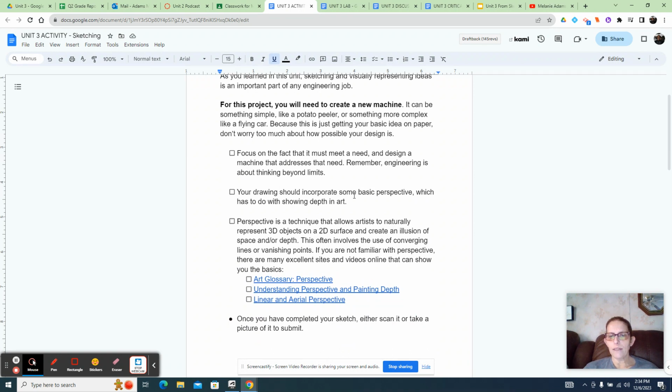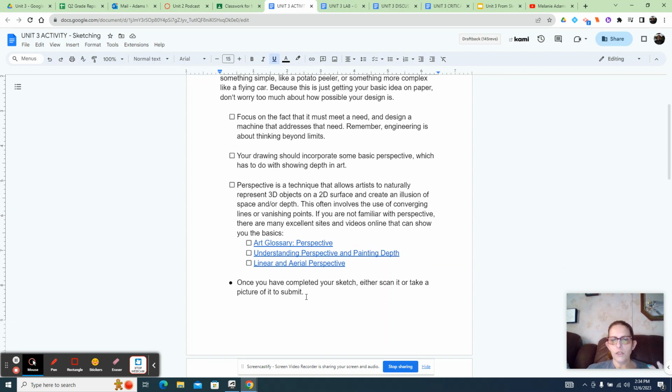Your drawing should incorporate some basic perspective, which has to do with showing depth in art. So the perspective, I'm thinking it needs to show like height, width, and depth of your object. Okay. So perspective, this gives you these 3 links here. The reason I gave you those 3 links is so you could understand what those perspectives mean in case you don't. These are like basic art classes online. Since I'm not there to kind of show you how to do this, that's what these are for. So it's a 3D representation of an illusion, basically.